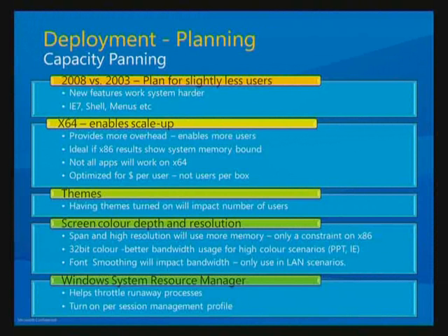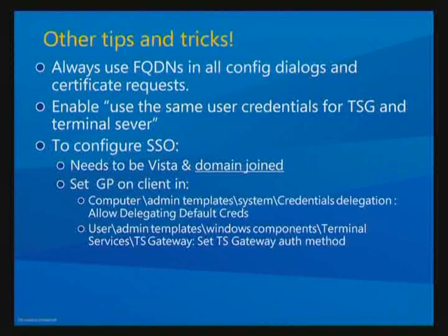Talked about always use FQDNs. Make sure you enable that use same credential for TSG and terminal server, so you only get one prompt when you're using the gateway and the server. And if you are configuring the single sign-on, your client does need to be domain joined, and the GPs are there to set it if you want to play with it on your beta copy.